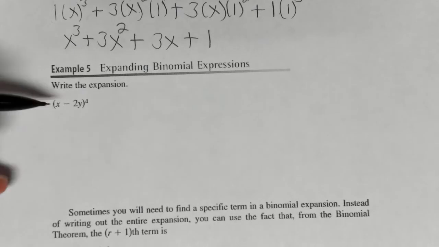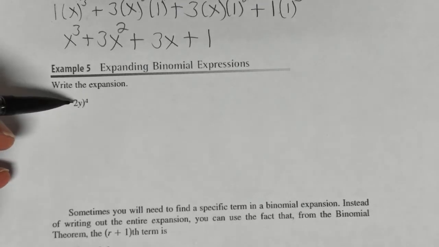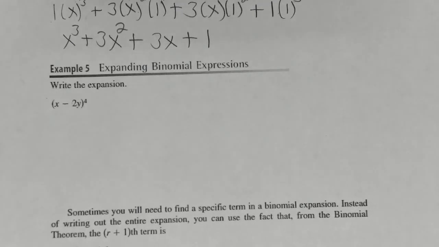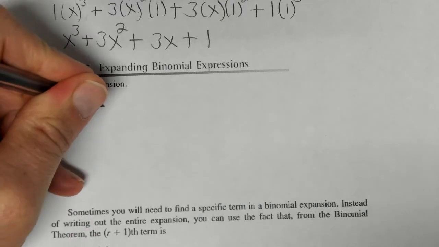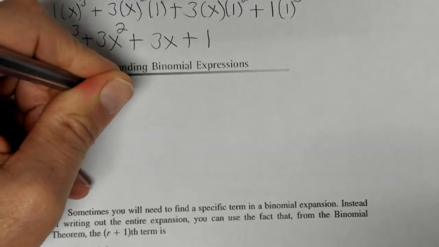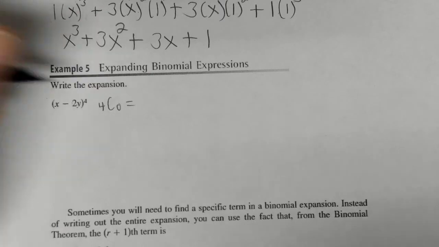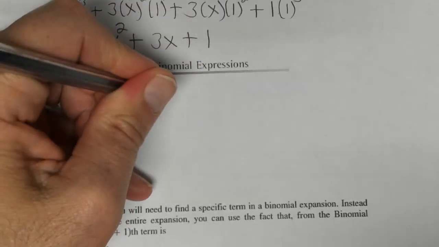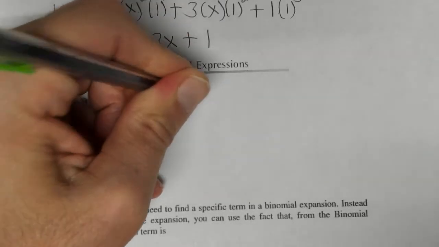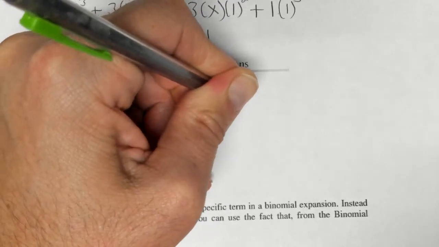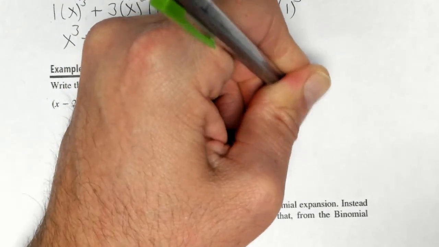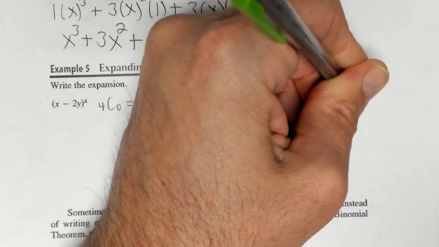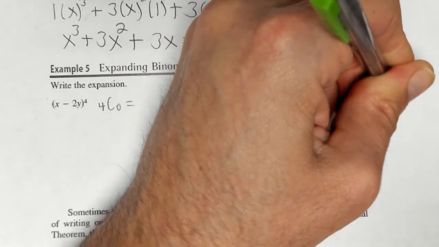Let's say I wanted to expand this one. So x minus 2y raised to the 4th power. So let's take a look at that. Again, we need all of our leading coefficients. So that'd be 4 choose 0, the combination of 4 chooses 0. We need 4 choose 1, 4 choose 2, 4 choose 3, 4 choose 4.